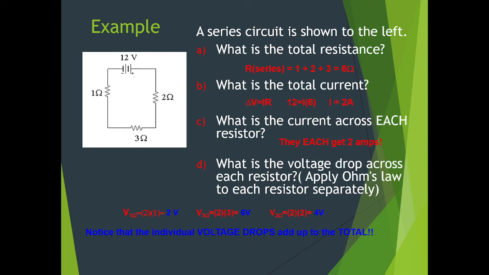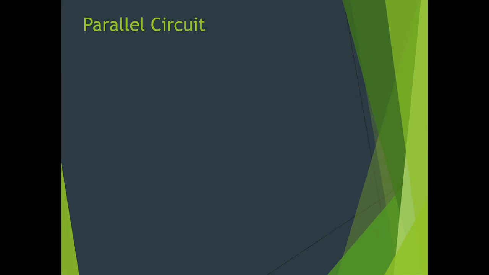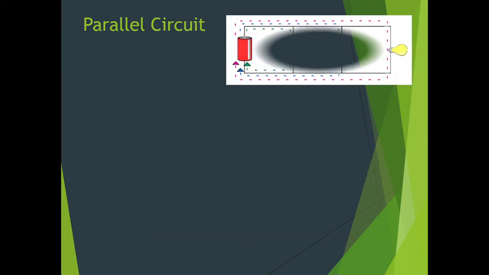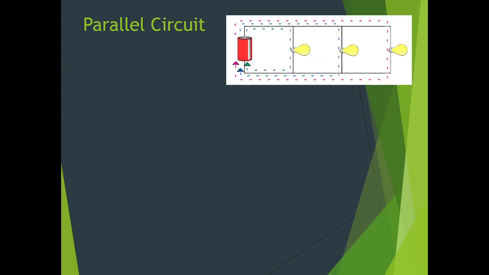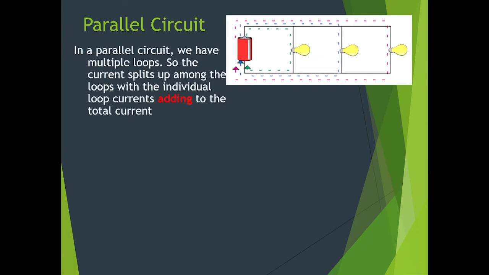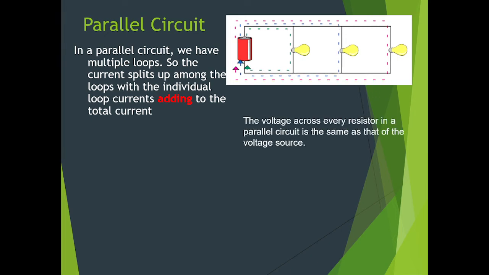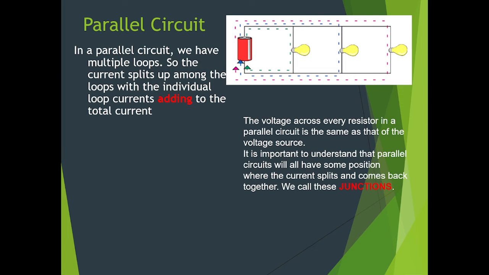We now discuss parallel circuits. In a parallel circuit, we have multiple loops. So the current splits up among the loops with the individual loop currents adding to the total current. The voltage across every resistor in a parallel circuit is the same as that of the voltage source. It is important to understand that parallel circuits will all have some position where the current splits and comes back together. We call these junctions.